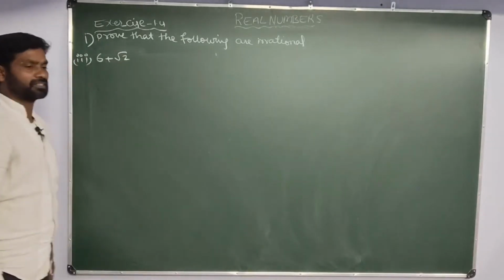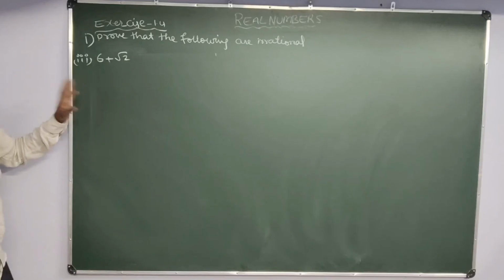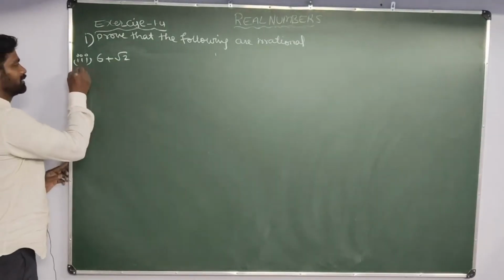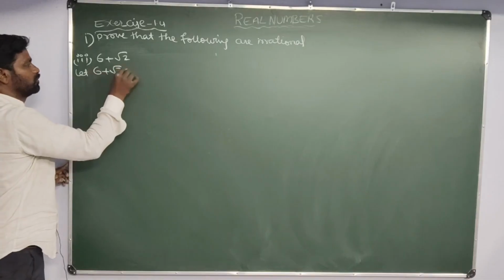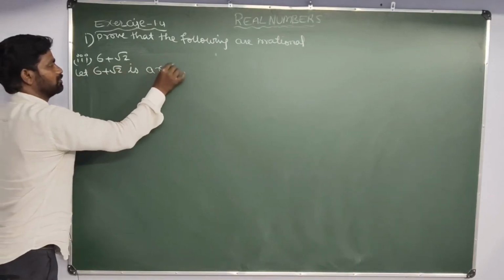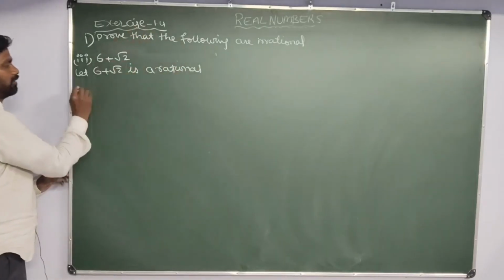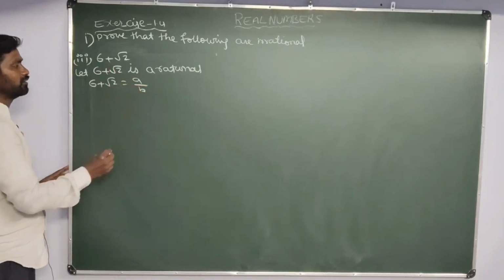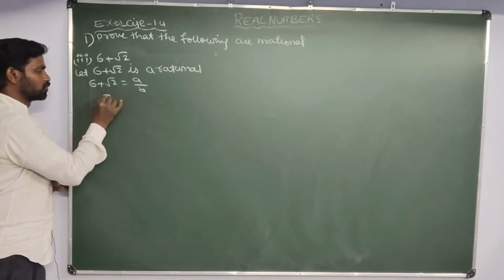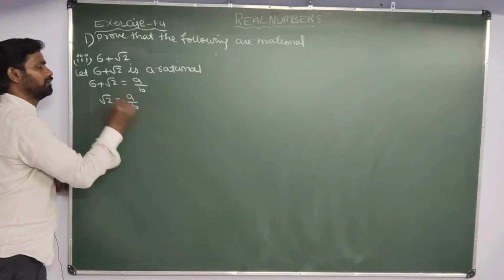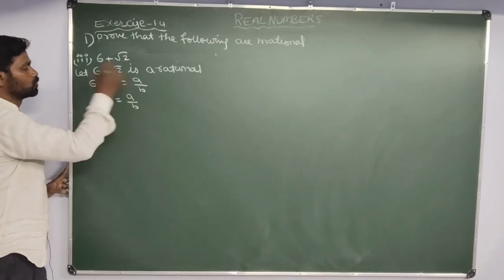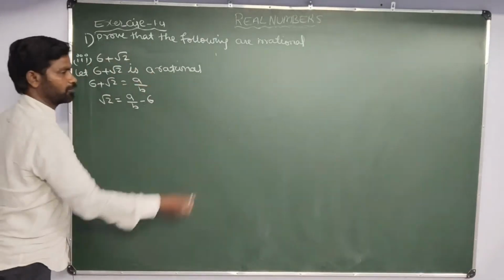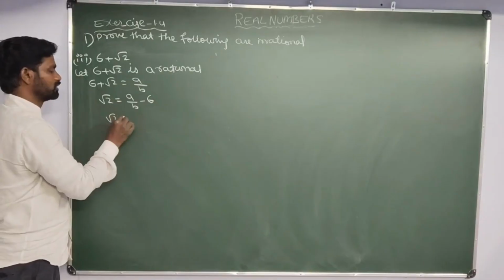Next, first bit, third question. Prove that 6 plus root 2 is irrational. The same method follows here. Let 6 plus root 2 be rational. According to the definition, we write 6 plus root 2 is equal to a by b. I write root 2 on the LHS and a by b on the RHS, and transfer this 6 from LHS to RHS. Here it is plus 6; if I transfer it to RHS, it becomes minus 6.